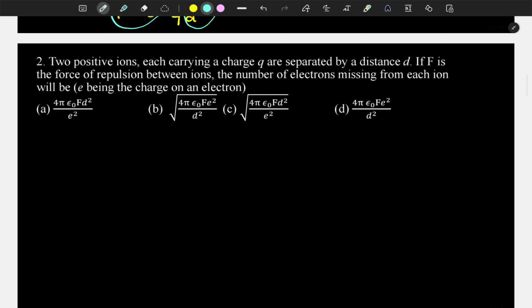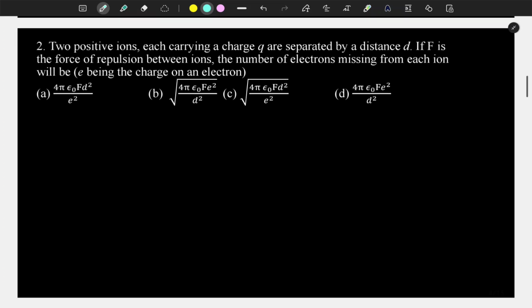Here we have two positive ions, each carrying a charge q, separated by distance small d. If capital F is the force of repulsion between the ions, the number of electrons missing from each ion will be. So here two positive ions are given. Let me consider this is one positive ion, q.